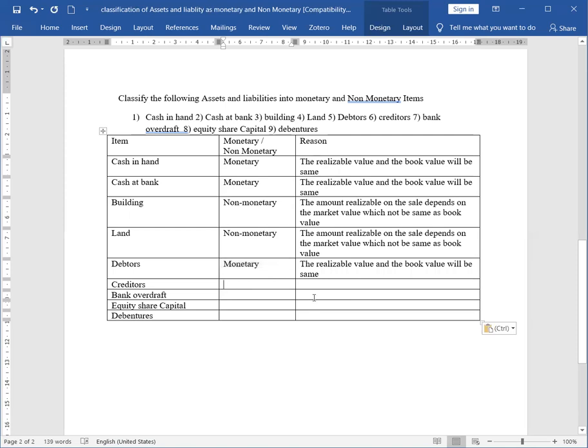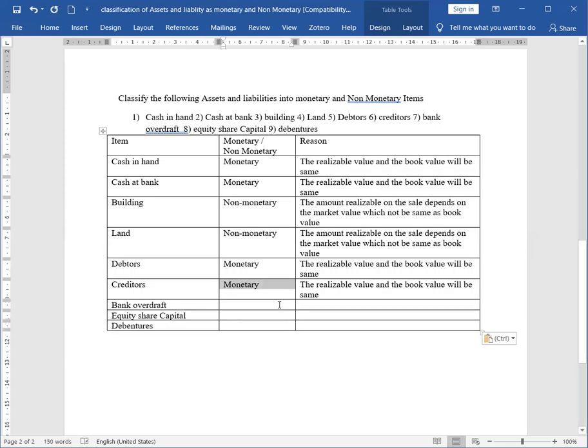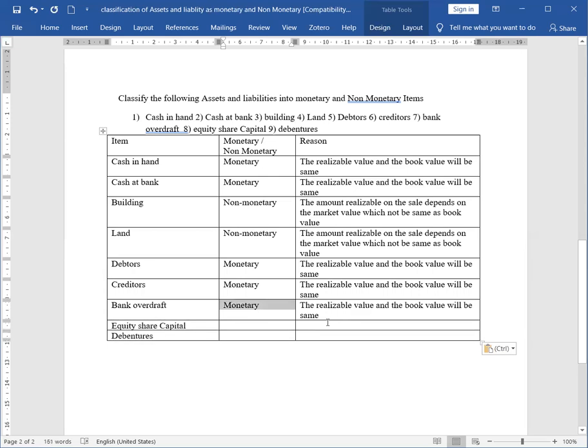Coming to the creditors, of course, creditors are also the same. Whatever book value is written, you have to pay. There is no change in the value. So this is also monetary. Coming to bank overdraft, overdraft is also the same thing. Whatever is written in the book, you have to pay the same to the bank. Coming to the equity share capital, but it is not the same.